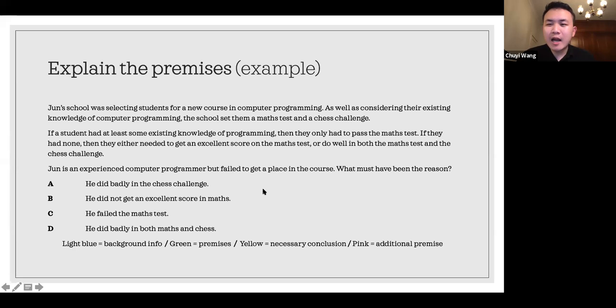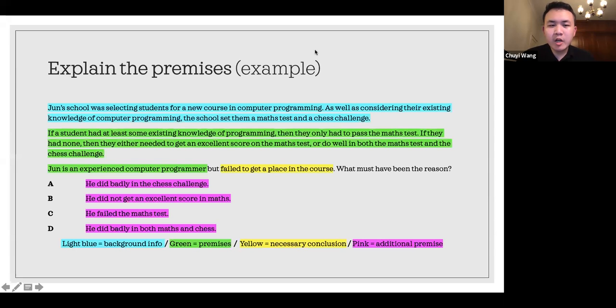Okay, let's have a look at our breakdown of this question with the highlighters. So, what do we do first when approaching any thinking skills question? Everyone, we read the question first so we know what the question's asking us to do. When the question says something like, what is the explanation or what must have been the reason, that's when you know you need to find an additional piece of information.